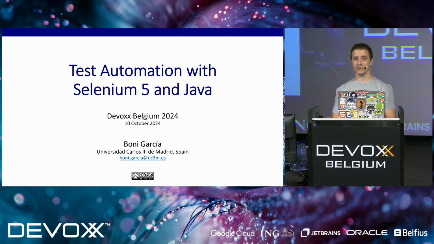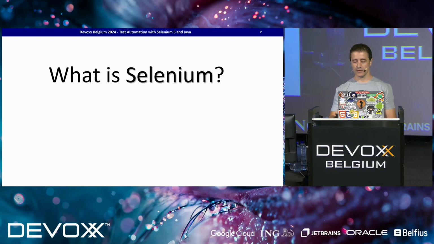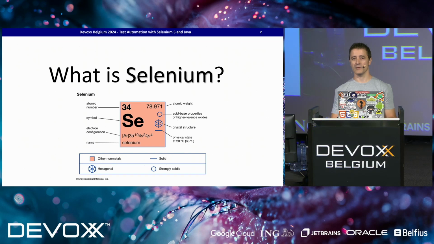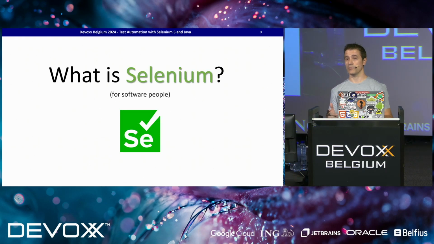I'm Boni García, I'm talking about Selenium, and I'm starting with a very basic question. What is Selenium? I know you know the answer, because as everyone knows, Selenium is a chemical element with atomic number 34, right? But maybe you're expecting something else, because for us, for software people, it also means something else.